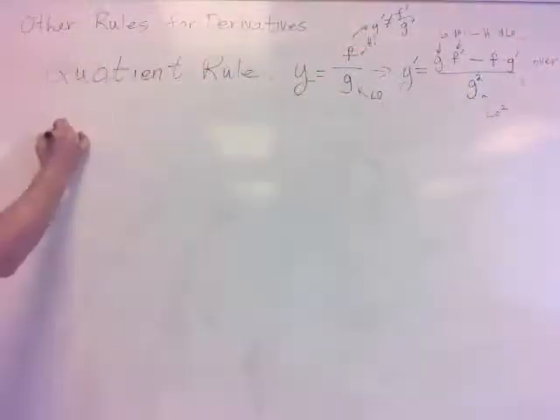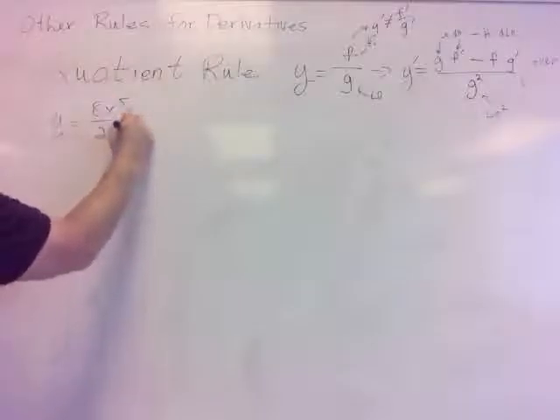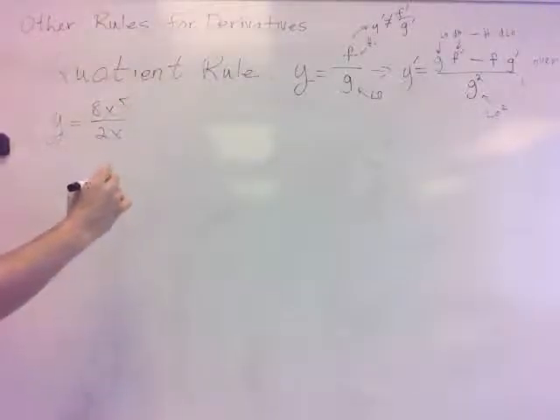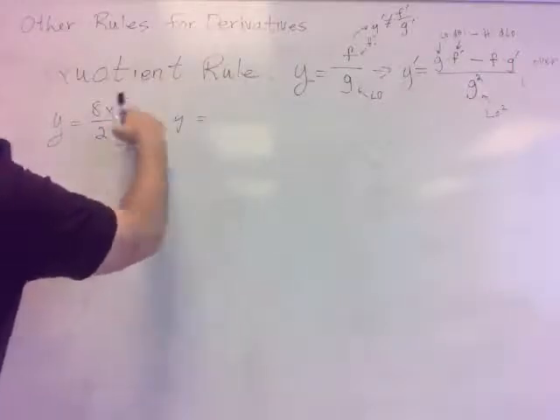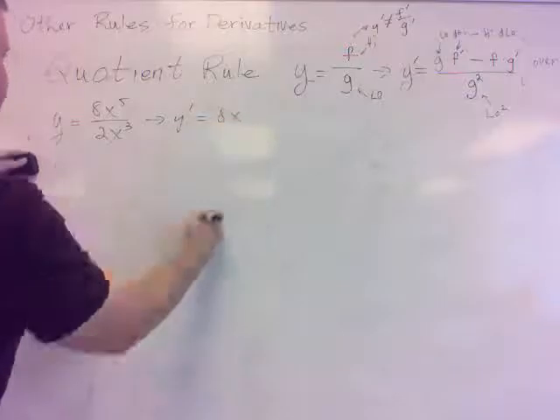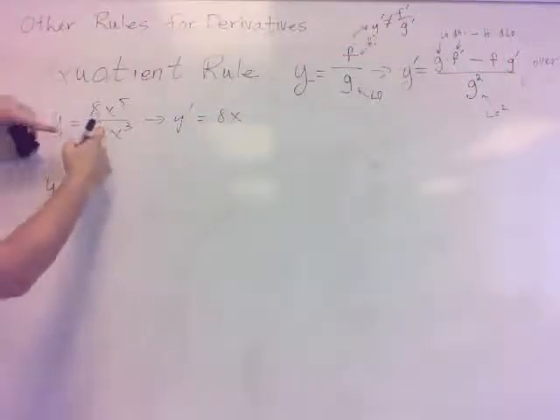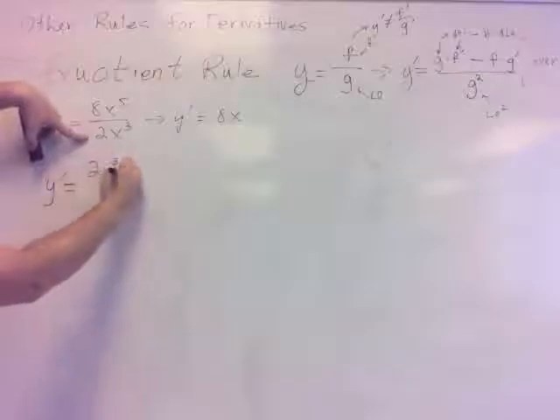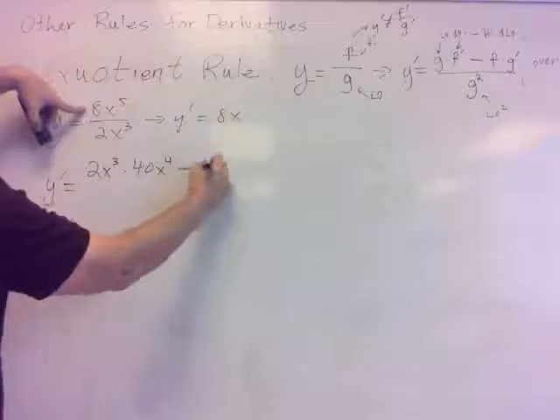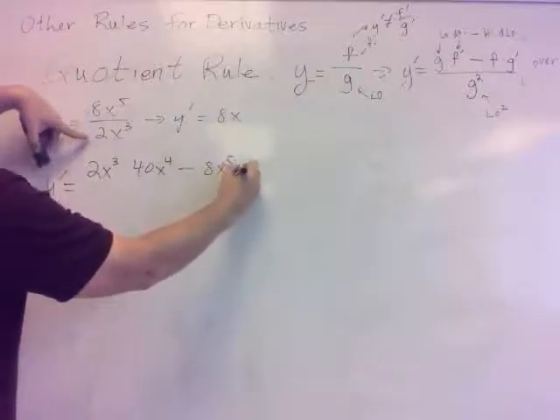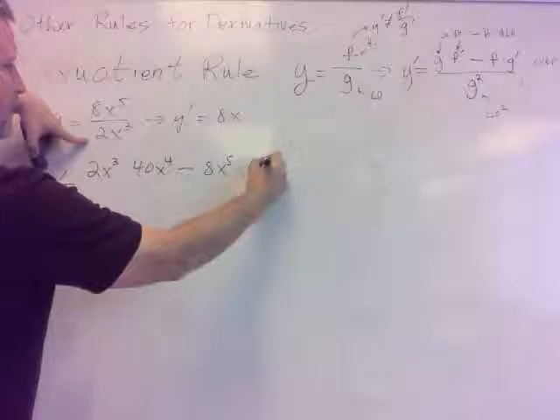Let me just show you that it works. 2x cubed. The derivative was, what was it, 8x? Okay, so I do the low. Take the low as is times d of the high, that's 40x to the fourth, minus the high, which is 8x to the fifth, times d of the low, which is 6x squared, over low squared.